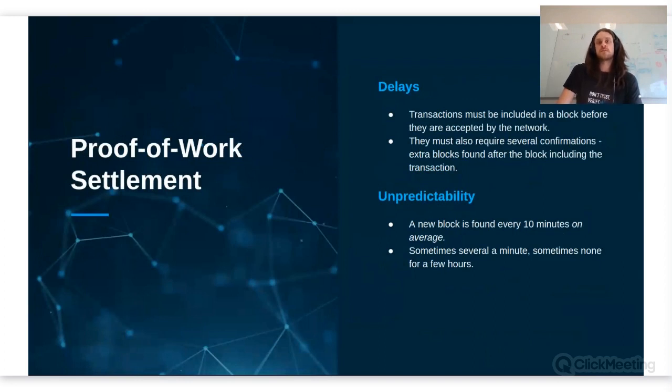Lightning also addresses a couple other issues, not just scalability, but also delays in Bitcoin transactions. You need to get them confirmed in a block, and blocks only come every 10 minutes on average. You also need to wait for several confirmations to make sure that your transaction really is final. So you're usually waiting at least half an hour or an hour for a transaction to go through. There's also the issue of unpredictability. New blocks are found every 10 minutes on average, so you might get several in a minute, or you might be waiting a few hours for another block. Lightning Network tries to get around this.